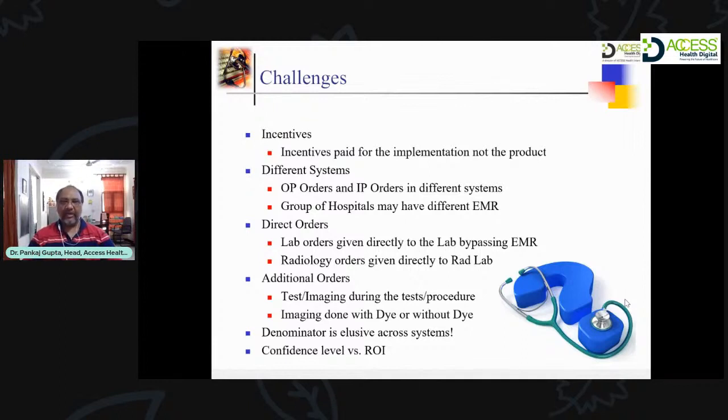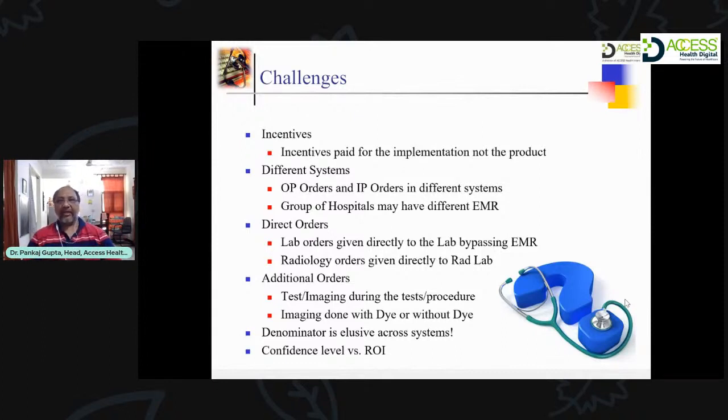For example, many times you have different institutes within the same hospital, and each institute has their own EMR system, and they are not integrated with each other. So those kinds of challenges will happen, and the clinical decision support system will not work.